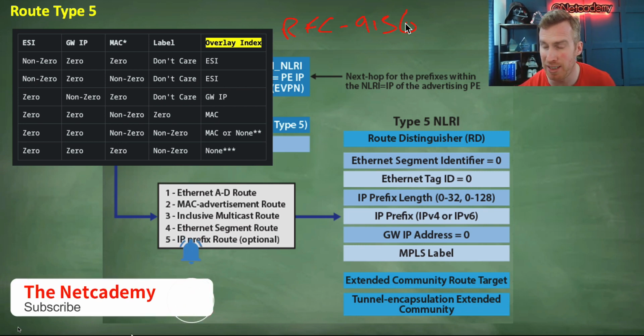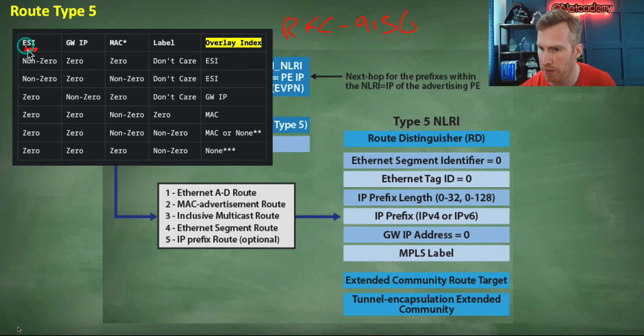So it's literally saying if you have the ESI within this route type 5, then the gateway IP address must be 0. The MAC address must be 0. The MPLS label or the VNI label, I don't care about that. But that's when you're using the overlay index to use that of an ESI. Likewise, for the gateway IP address, if the gateway IP address is non-zero, the ESI has to be 0. The MAC address has to be 0.